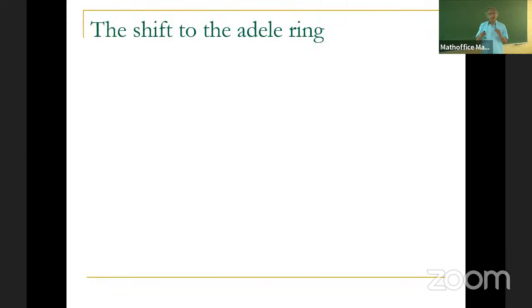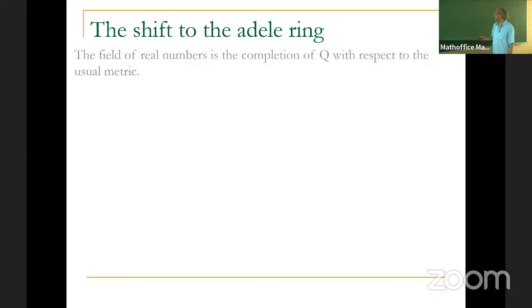And the innovation of Langlands in his short 35-page book is the shift to the adele ring. So the field of real numbers, I think all of you know, is the completion of Q with the usual metric. If you take the usual metric and you complete the rational numbers, you get the real numbers.